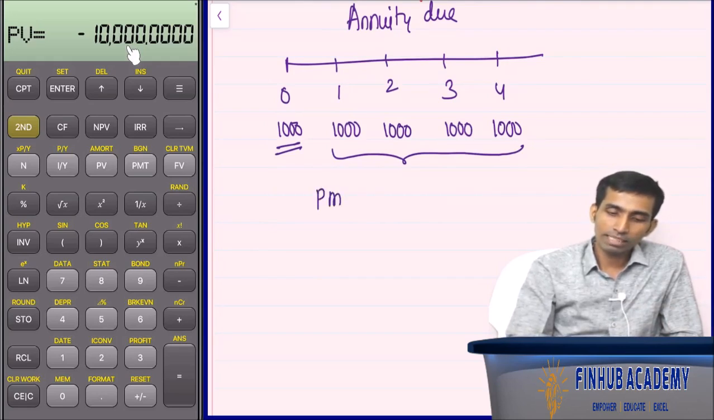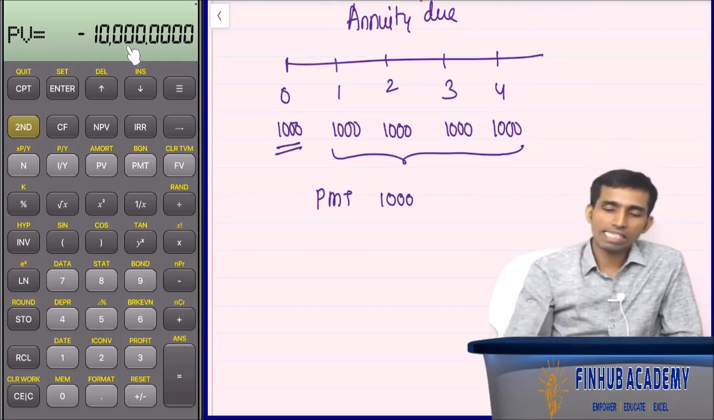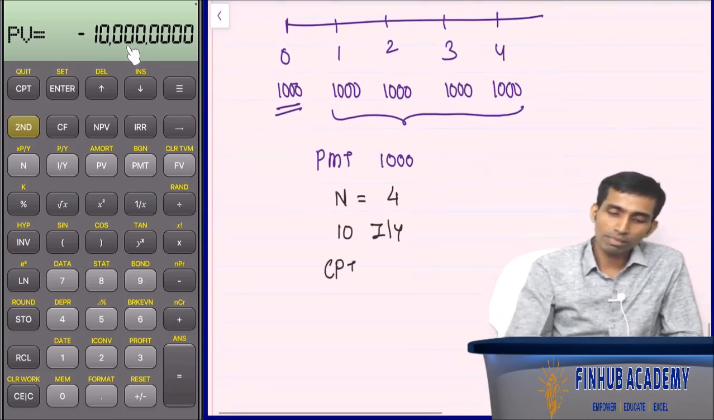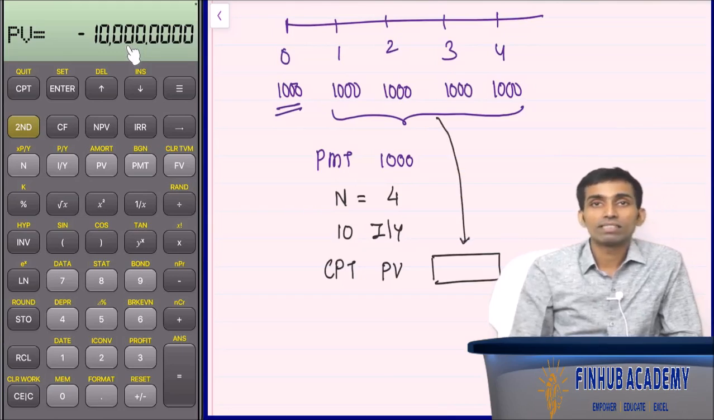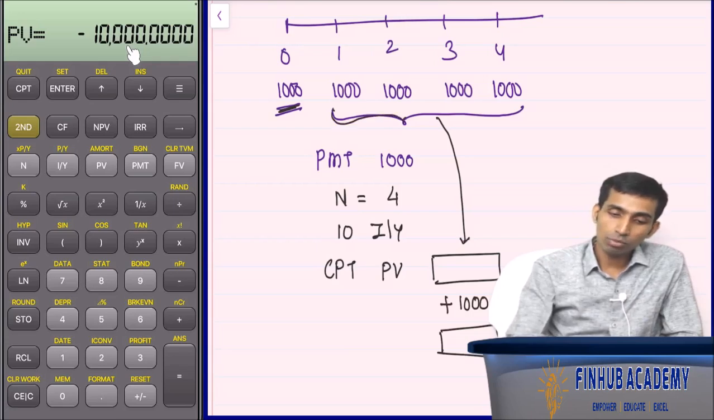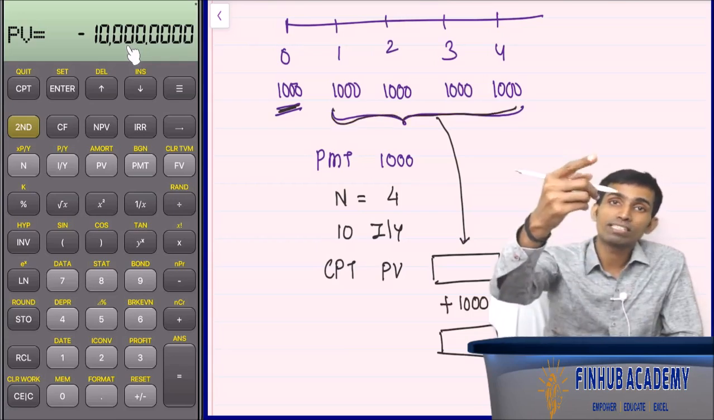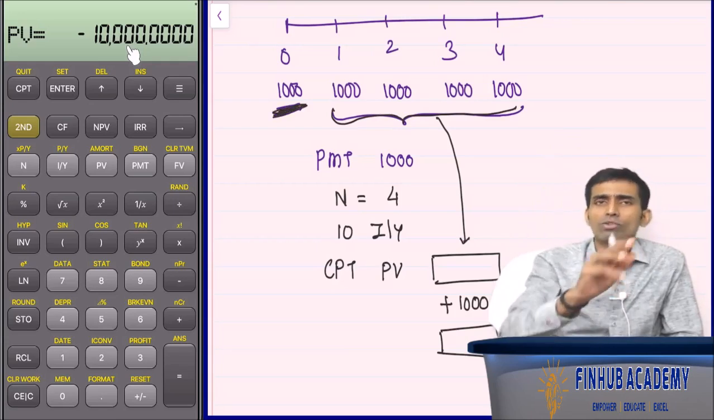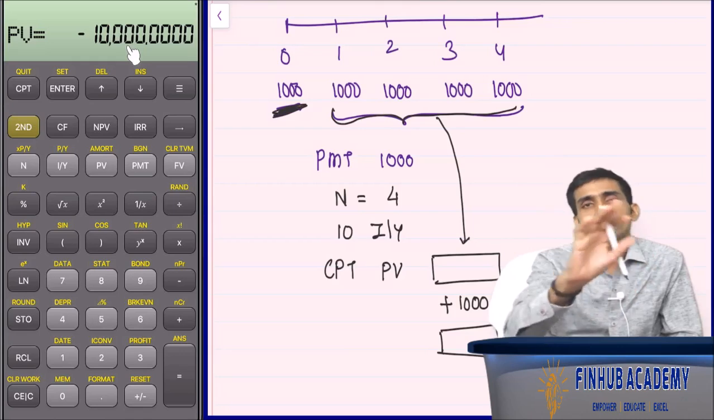So what I can do is, I'll press PMT 1000. Because one installment is less, I will take N as 4. 10 I by Y by default, 10% is the interest rate, and then I will compute PV. But this PV that I get now is of these 4 installments. Here also 1000 is standing, so I will add 1000. Understood? So I will get the final answer. I pulled only these back because they were at a future date, to present value. This is already at the present value, I don't need to do anything with it. I'll add that 1000.